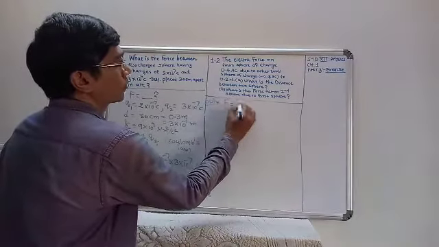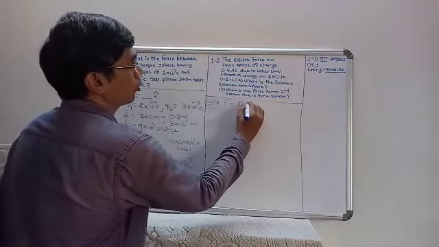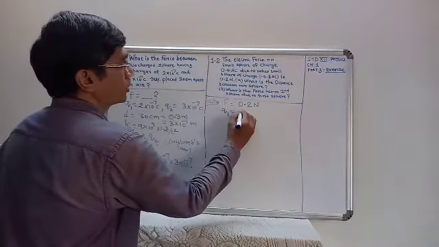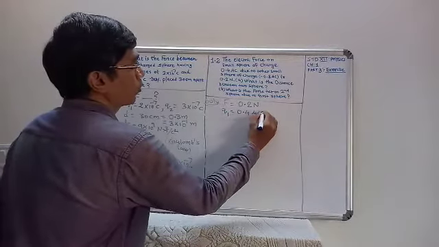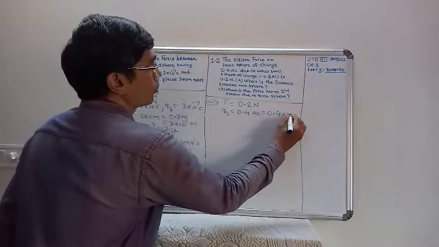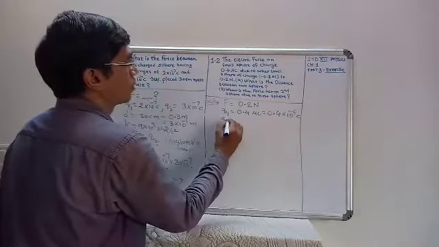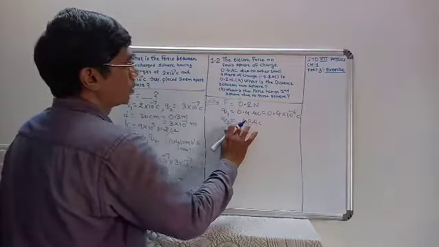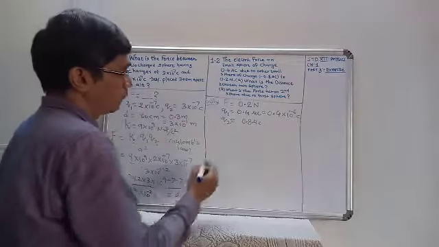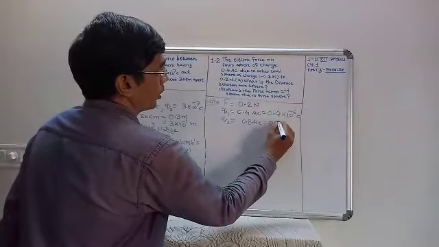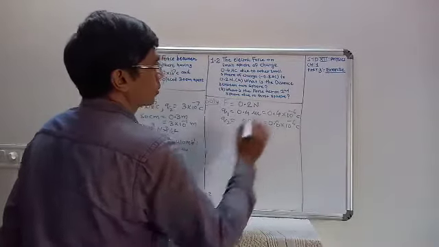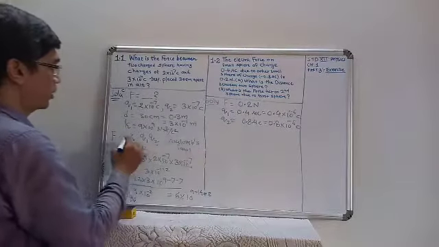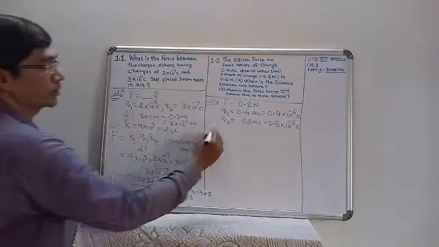Here the force acting is given by 0.2 Newton. Q1 is 0.4 microcoulomb, that is 0.4 into 10 raised to minus 6 coulomb. Q2 is minus 0.8 microcoulomb, so here we are taking the value as 0.8 into 10 raised to minus 6 coulomb. So what is the distance between them? Again we are using Coulomb's law.